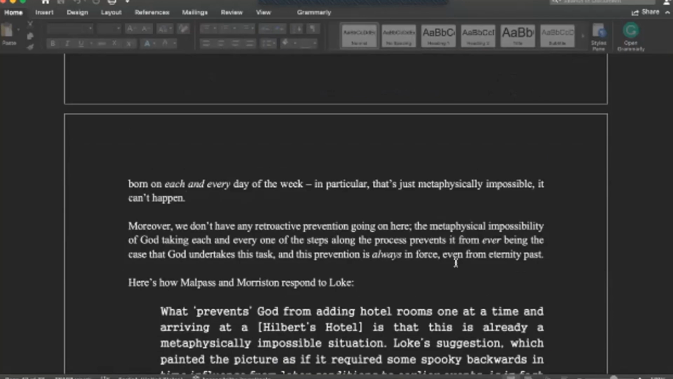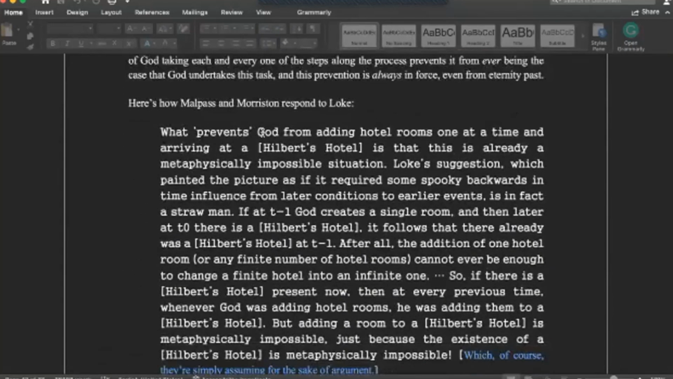By the way, here's how Malpass and Morrison themselves respond to Locke. And I don't know why the font is acting up this way, but it's kind of interesting. Gives it a little pop, doesn't it? So again, here's how Malpass and Morrison respond to Locke.